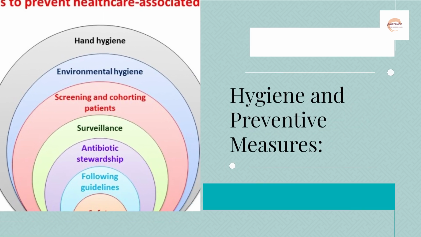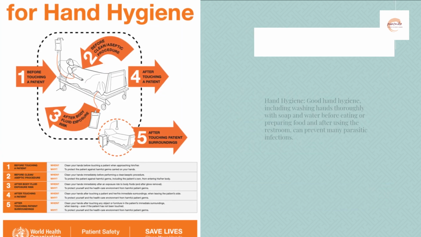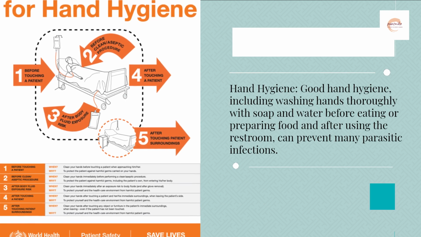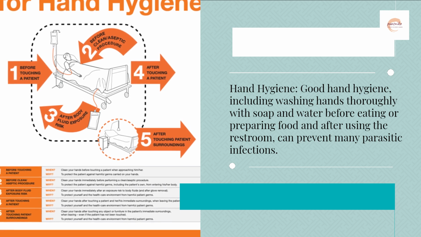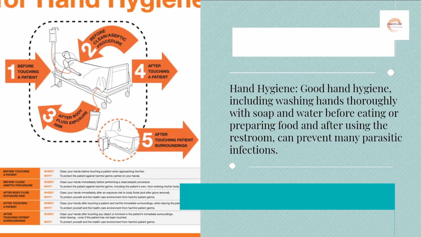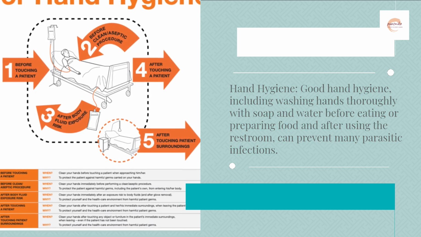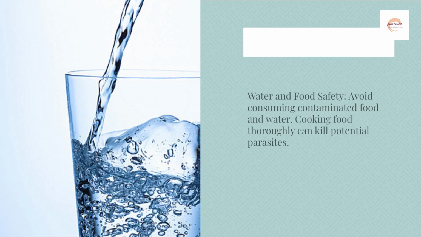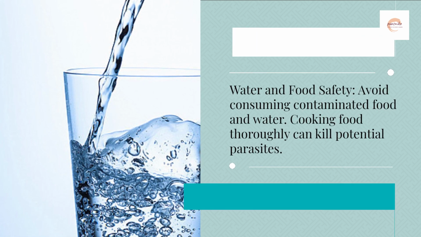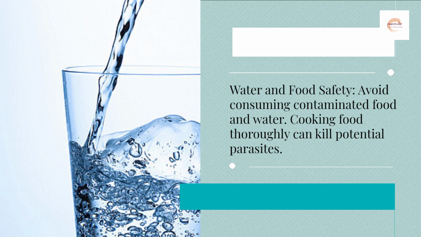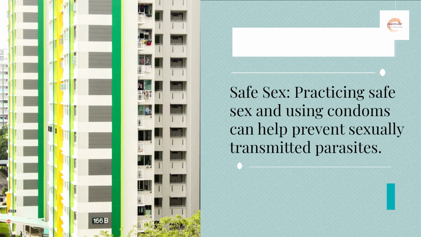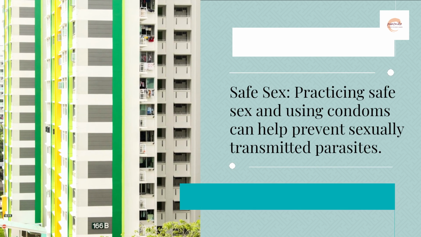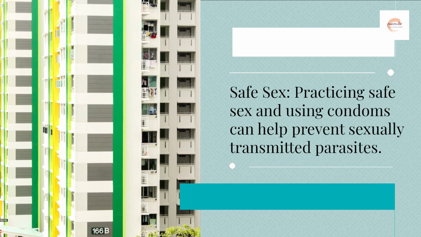Hygiene and preventive measures. Hand hygiene. Good hand hygiene, including washing hands thoroughly with soap and water before eating or preparing food and after using the restroom, can prevent many parasitic infections. Water and food safety. Avoid consuming contaminated food and water. Cooking food thoroughly can kill potential parasites. Safe sex. Practicing safe sex and using condoms can help prevent sexually transmitted parasites.